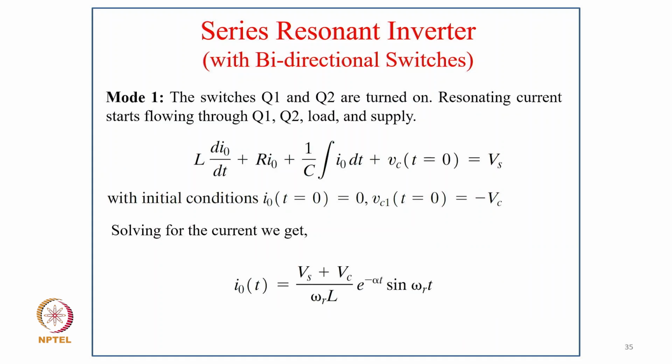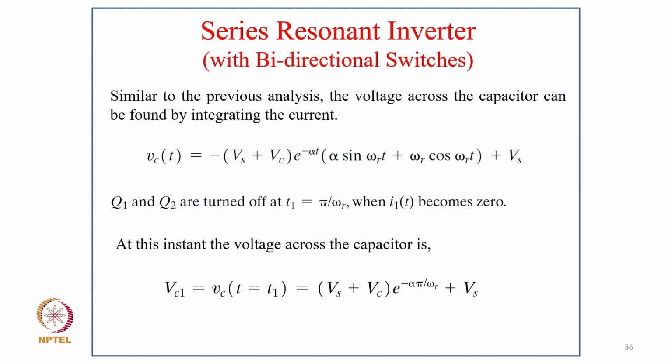So coming to mode 1, the switches Q1, Q2 are turned on, the resonating current starts flowing through Q1 and Q2, load and supply, and it becomes L di0 upon dt plus R i0 plus 1 upon C integration i0 dt plus Vc equal to Vs, with the initial conditions i0 equal to 0, Vc1 equal to minus Vc. So solving for the current, one gets i0 equal to (Vs plus Vc) divided by omega R L, e to power minus alpha t into sin omega R t.